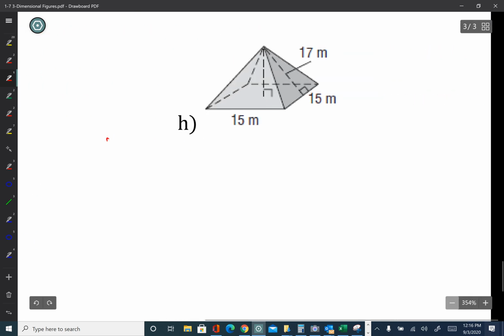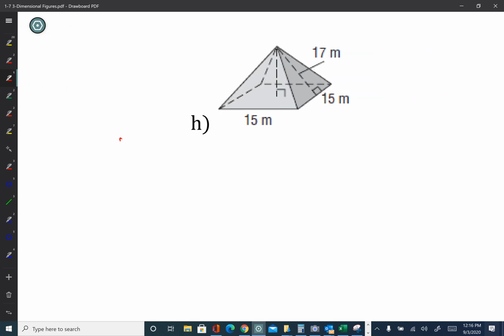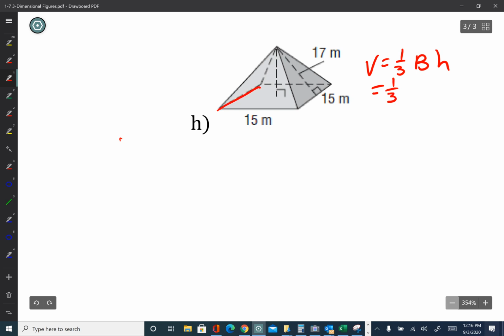All right, last problem. Let's do this one. Okay, so it's a pyramid. So volume is 1/3 big BH. So the volume is 1/3 the area of the base. This is the base, right? This is B. What shape is the base? It's a square, so it's 15 squared. How tall is it? It's the distance from here to here.